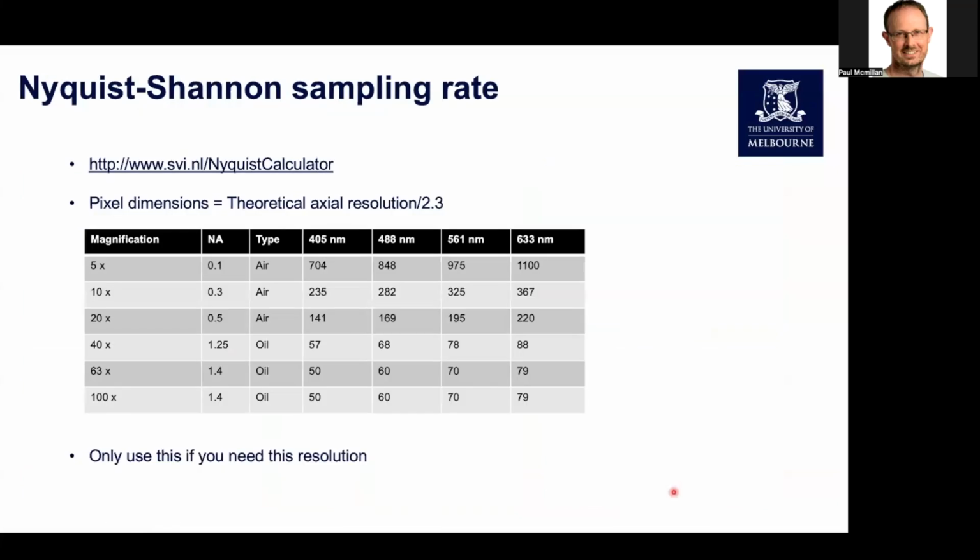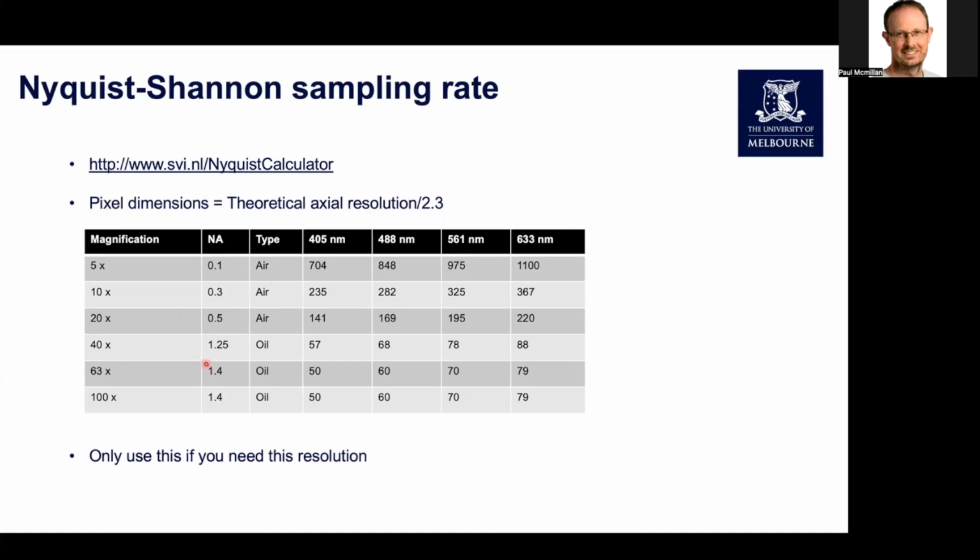Now, I mentioned that there was a bit of mathematics behind this. Obviously, there's the sense check of whether you can see it yourself. If you want to err on the side of caution, then you can use something called Nyquist-Shannon sampling. There's a calculator here. Often you will find in your confocal software that there is an optimal button or a Nyquist button, which will do this calculation for you. This is telling you that your pixel dimensions should be 2.3 times smaller than your theoretical resolution.